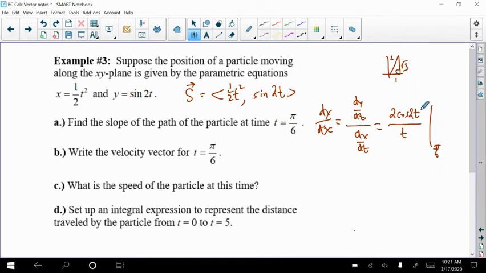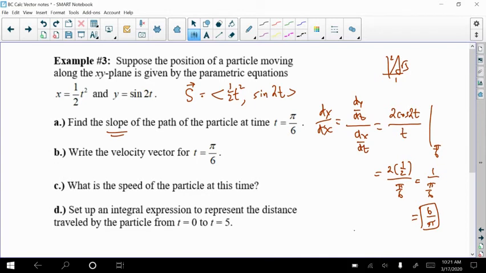So the cosine of that is 1/2. So then we get 2 times 1/2, which is 1, divided by pi/6, which is 1 over pi/6, which gives us the nice number of 6 over pi. So that's the slope, right? It's a scalar value. There's no vector to it. That's the slope of the path of the particle. That's really the derivative of the tangent line if I were to graph out the path of the particle.